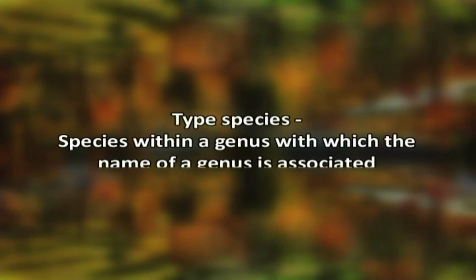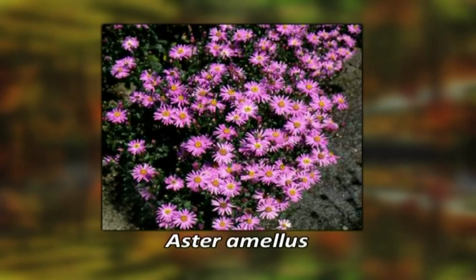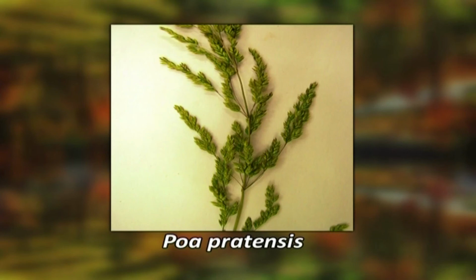Now, we discuss type species. A type species is a species within a genus with which the name of the genus is associated. Each genus must have a designated type species. The description of a genus is usually based primarily on its type species, modified and expanded by the features of other included species. The generic name is permanently associated with the name bearing type of its type species. For example, the type species of genus Aster is Aster amellus and of genus Poa is Poa pratensis.